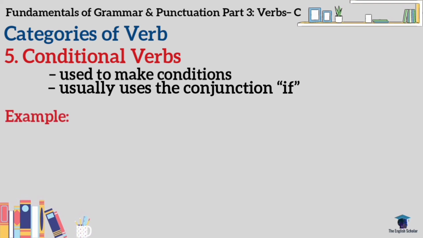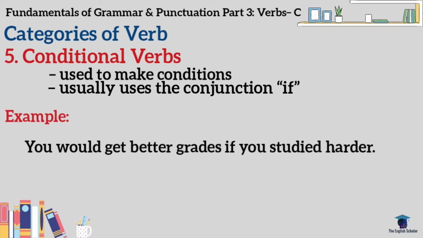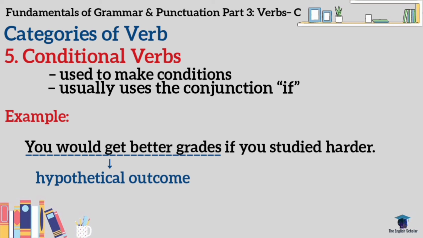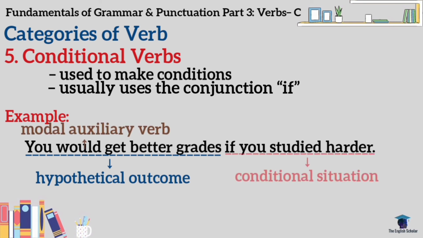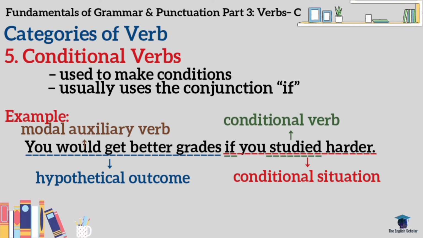For example, you would get better grades if you studied harder. Now, I want you to identify the hypothetical outcome of this sentence and the conditional situation and explain why you say so. You would get better grades here is our hypothetical outcome. Why? Because of the modal auxiliary verb would. And it is reliant upon our conditional situation, if you studied harder. Why do we know this is the conditional situation? Because of the word if.